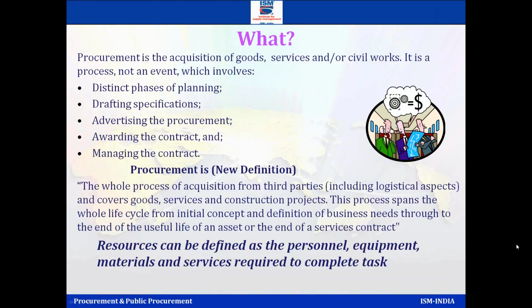So the new definition which comes up is, it's a whole process of acquisition from third parties, including logistical aspects. So it is not just buying. It goes more than that. It covers logistics, it covers inventories. It covers the bigger definition.